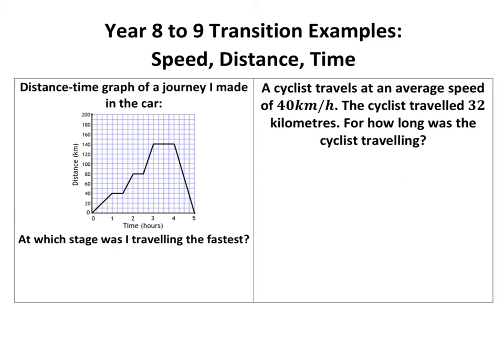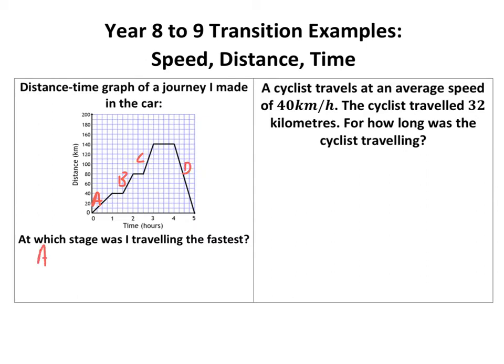Right, okay, we're looking at speed, distance, time here. I thought I'd do a distance time graph and a speed calculation. First question says, at which stage was I travelling the fastest on my car journey? So I'm going to call this bit A. I'm going to ignore the flat, horizontal bits, because they are when I've stopped. Call the other bits B, C and D.